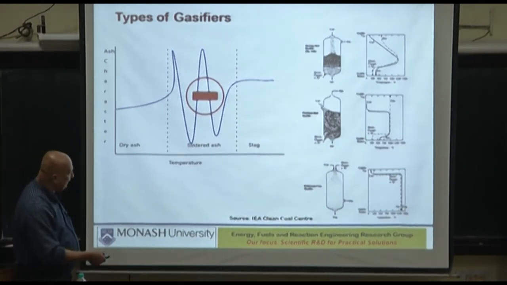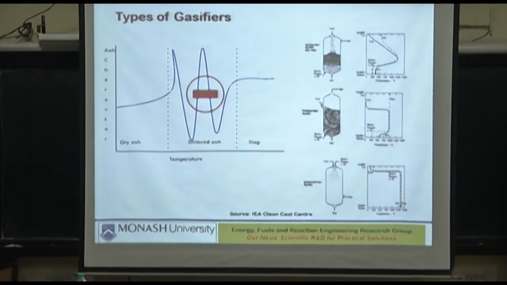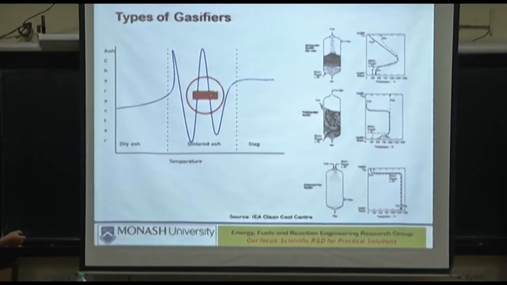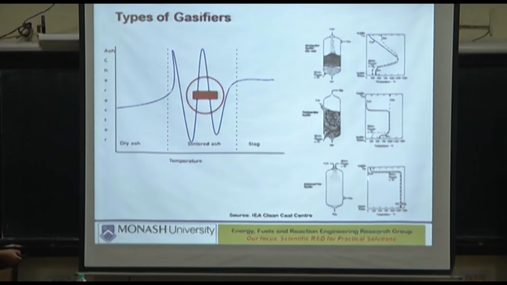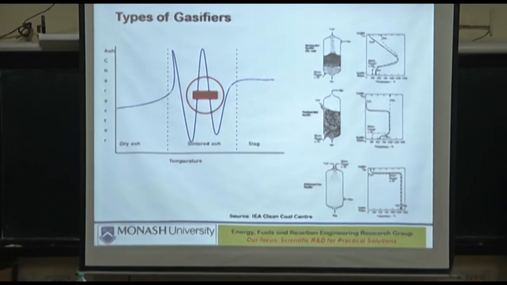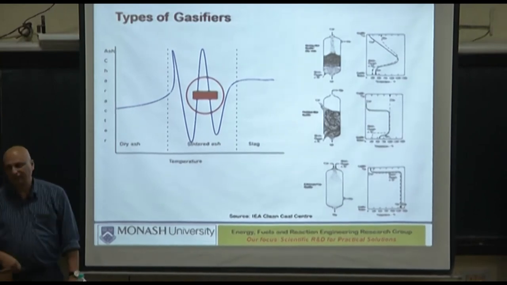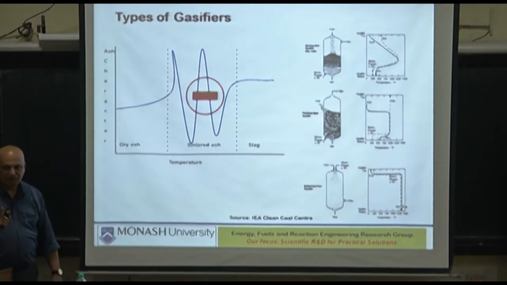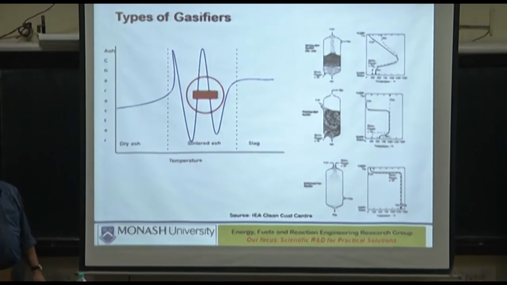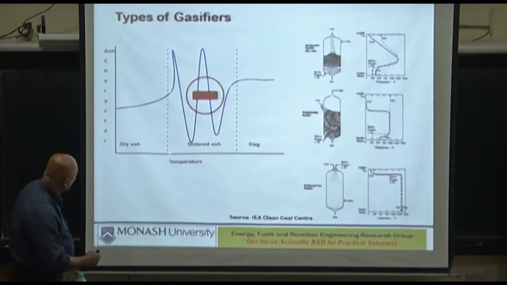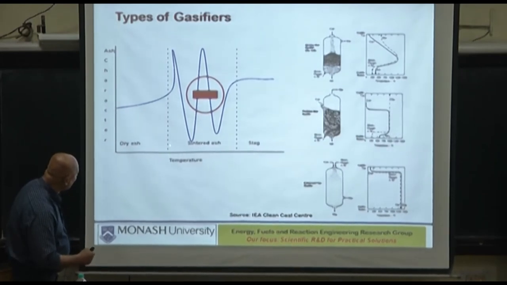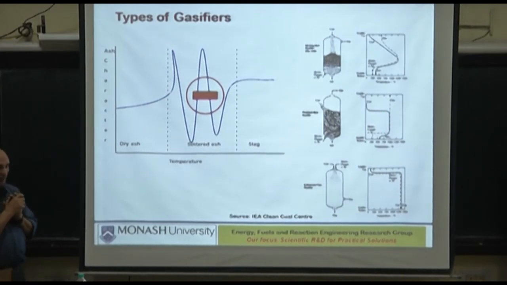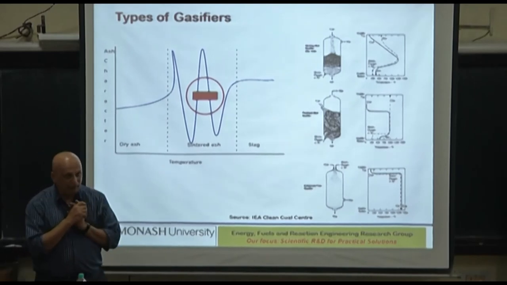Depending on, so these three figures I have taken from the IEA's Clean Coal Center's publications, you can see, depending on where you are operating, if you are operating here, it is fixed bed. If you are operating here, then it is slagging gasifier or entrained flow gasifier. So where do the fluidized bed gasifiers fit in? The fluidized bed gasifiers have to fit in, subject to knowing the ash character very, very well, not here, but somewhere very close to this place. So it's a very narrow temperature zone that the fluidized bed gasifiers need to operate in.